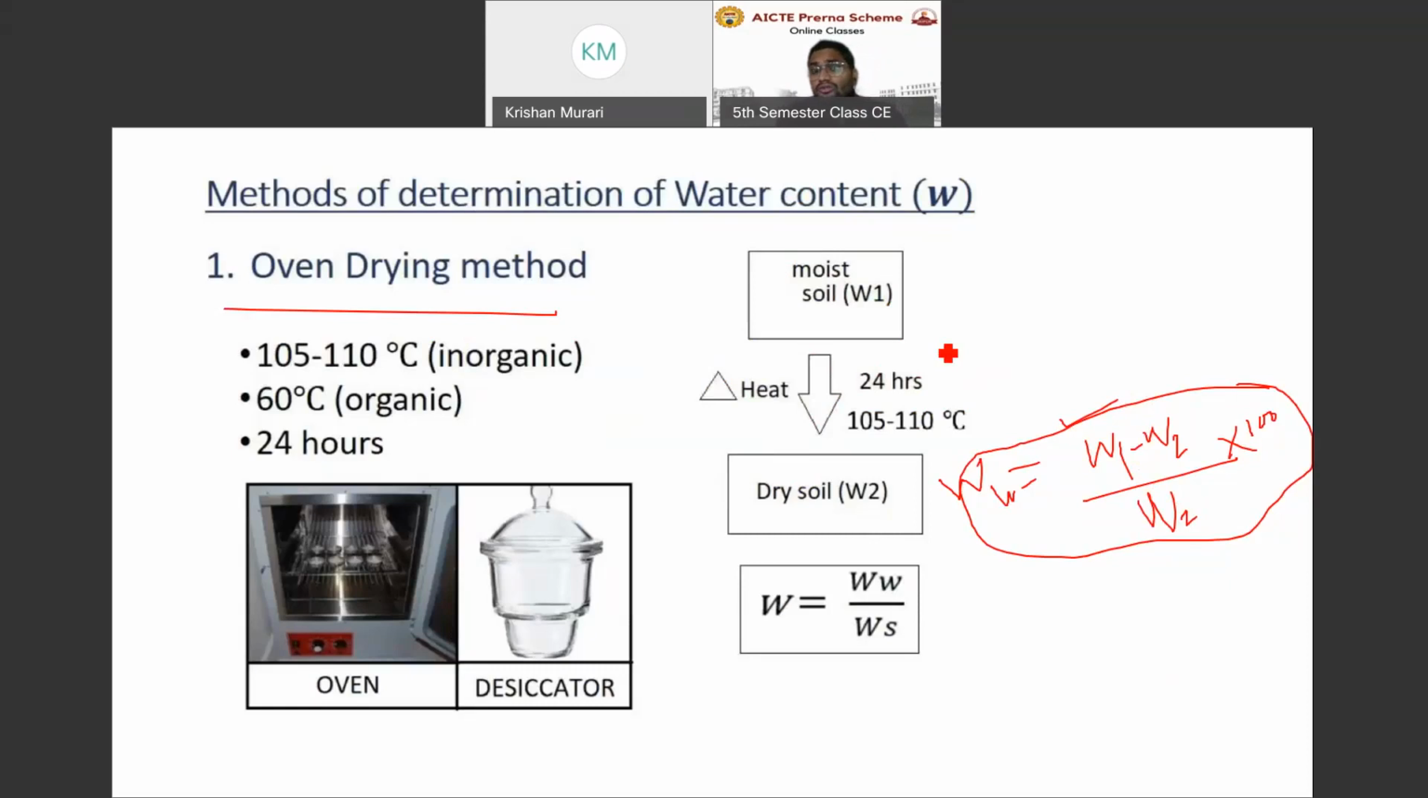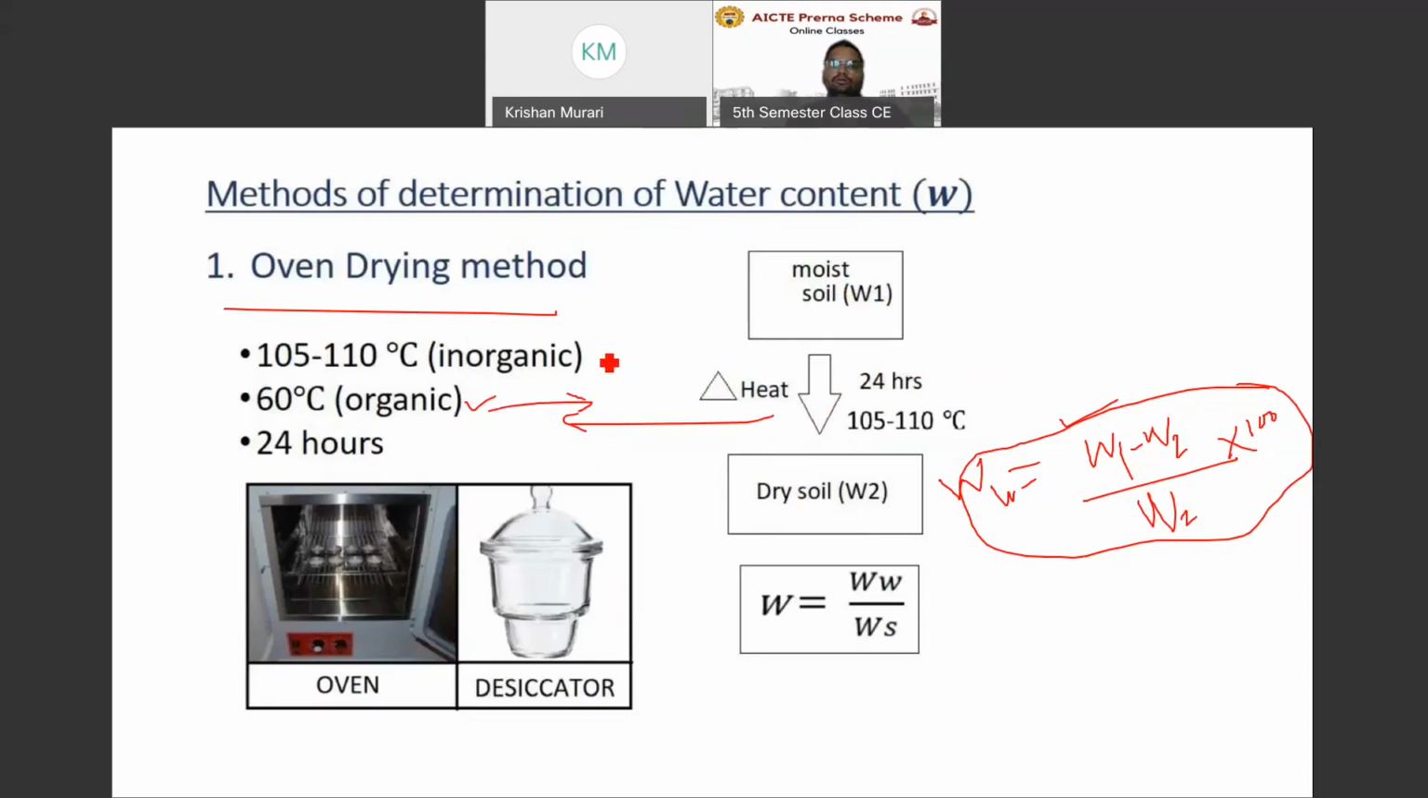Now, all soils have some different properties. We discuss inorganic soil. What is inorganic soil? Inorganic soil does not contain any organic matter. For inorganic soil, the temperature is maintained at 105 to 110 degrees. In case of organic soil, the temperature to be maintained is 60 degrees Celsius, because beyond that for organic soil, the structural water also comes into the picture, and the bonds are strengthened and decayed. That is an important question for you.